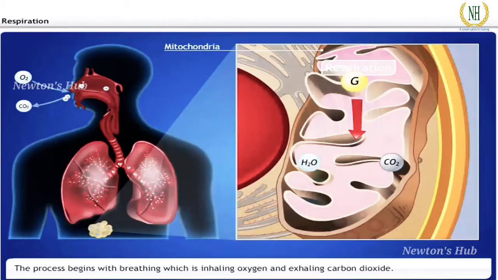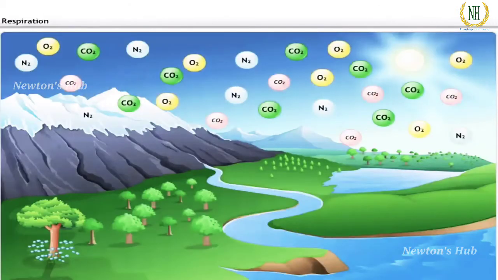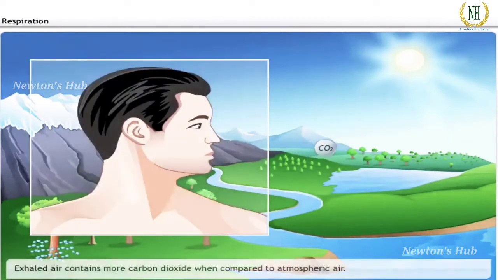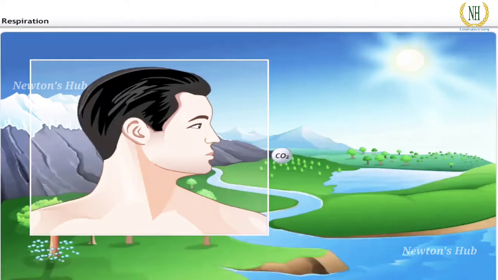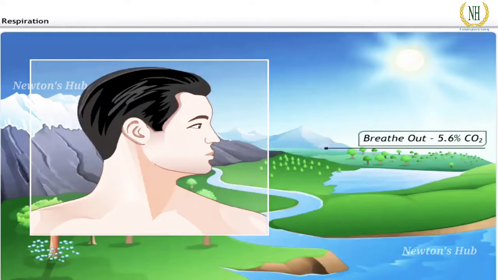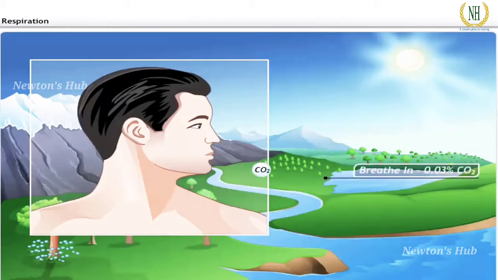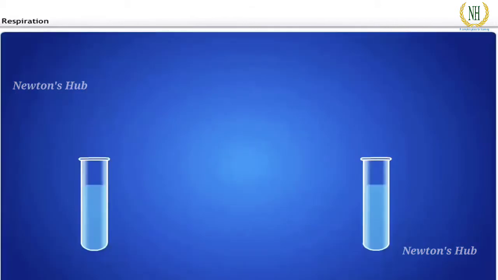Carbon dioxide is present in atmospheric air. However, when we exhale, we breathe out a greater amount of carbon dioxide than the amount that is present in the atmospheric air. Exhaled air is composed of 5.6% carbon dioxide, whereas inhaled air contains 0.03% carbon dioxide. Let's try to prove this through an experiment.